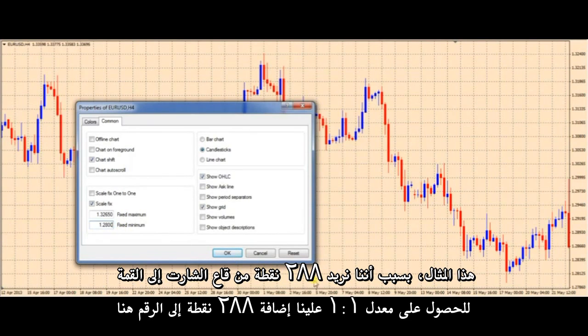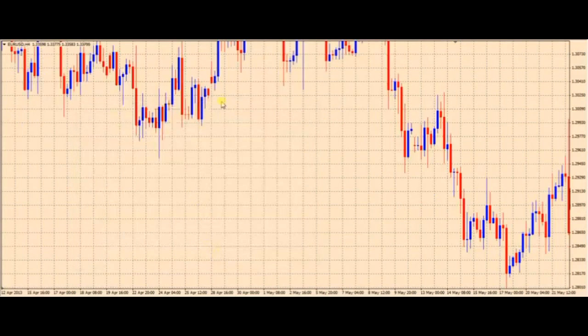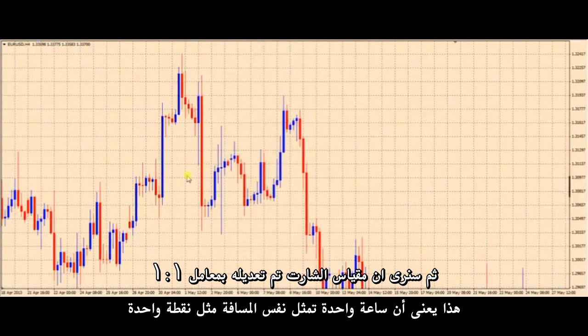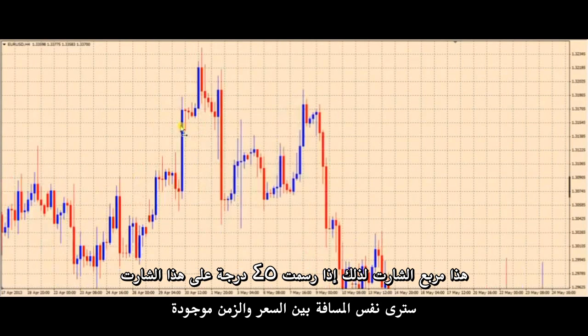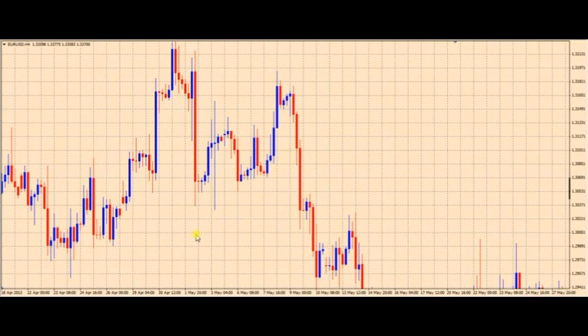Because we need 288 pips from the bottom of this chart to the top of the chart to be scaled 1 to 1, I have to add 288 pips to this number right here. And that will bring us to 1.3088. When you click OK, your chart will be scaled 1 to 1. That means that 1 hour covers the same distance on the chart as 1 pip does, and that is a squared chart. So if you draw a 45-degree angle on this chart, anywhere along that 45-degree angle, the same amount of time and price is going to occur.